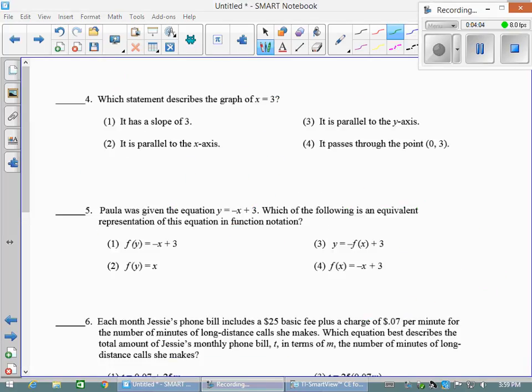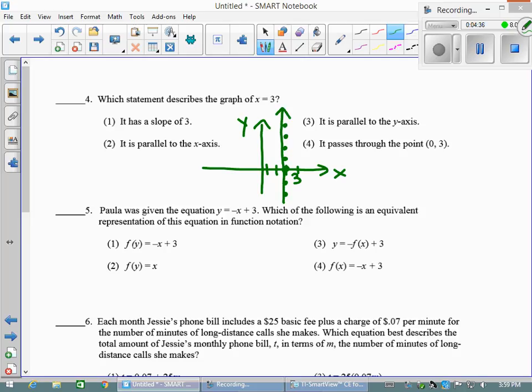Okay, number 4. Which statement describes the graph of x equaling 3? So let's think about this on a grid. Here's my x-axis. Here's my y-axis. Okay, so x equaling 3, that would be over here, 3 units. Now I want to think about, well, where would x continue to be 3? I know it's 3 here. If I go left or right, I would be changing my x. But if I go up and down, my x should still be 3. So if I went up vertically or down vertically, I would end up with this line of x equaling 3.